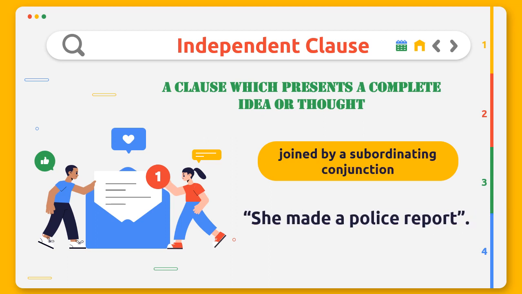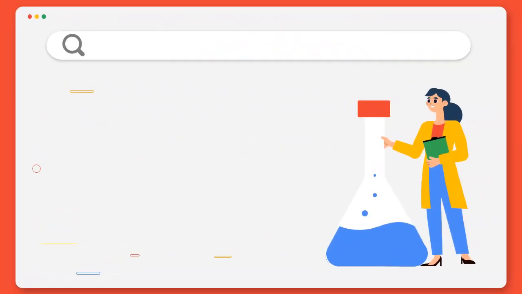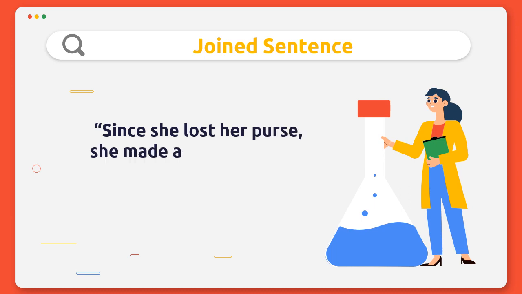For example, she made a police report. This sentence is concise and complete, which means that there is clear proof of a subject, verb, and complement. Just to give you an idea on how to use subordinating conjunctions, let's try and join the two clauses previously to make a complete sentence. Since she lost her purse, she made a police report. The subordinating conjunction in this sentence is since.